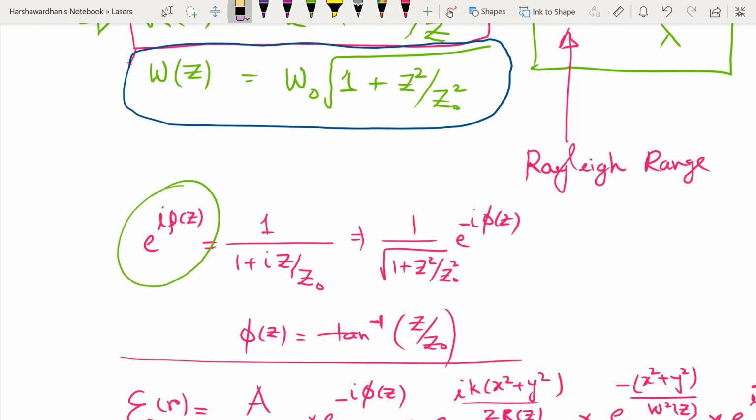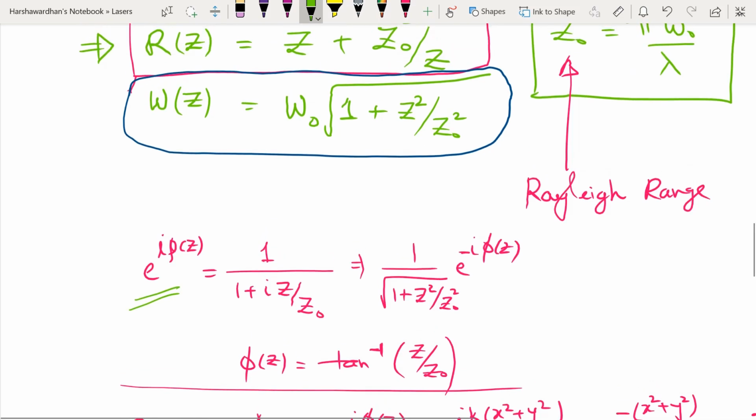What I'm doing now is clearly there is a complex number sitting at the bottom. So I'm removing the magnitude and the phase factor separately, and you can see that this is what I get. I can write down this complex number as a magnitude part, which is 1 by square root of 1 plus z square by z naught square, and a phase part, which is exponential minus i phi of z, where phi of z is simply the ratio between z and z naught.